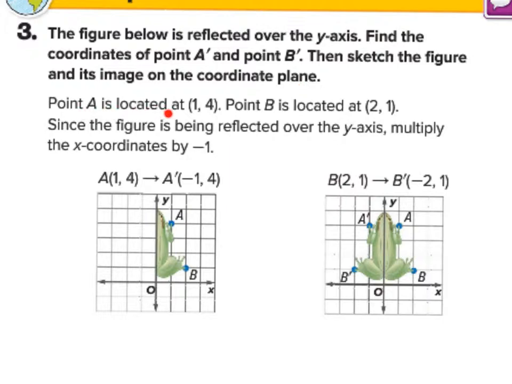So point A is located at 1, 4. Point B is located at 2, 1. Since the figure is being reflected over the y-axis, multiply the x-coordinates by negative 1. Now this is how they tell us to do it. Multiply it by negative 1. When you multiply the coordinate by negative 1, you're simply going to get the opposite coordinate.